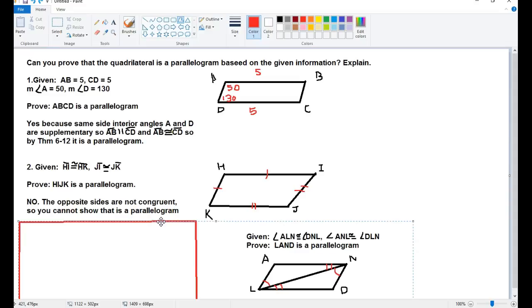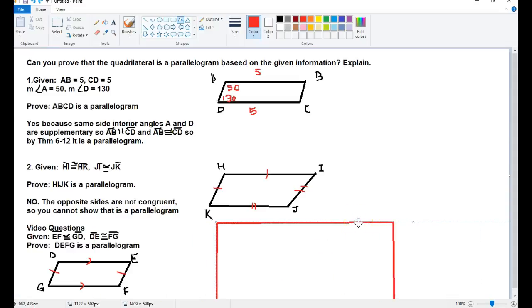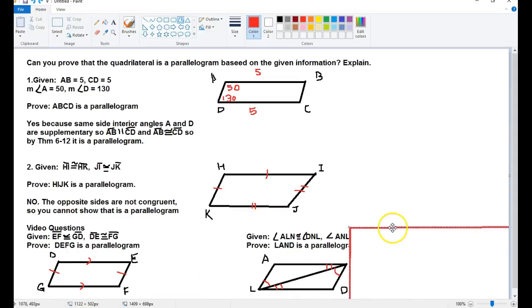Alright, now we're going to have 2 questions. First one, I'll give you time, and then you'll have to do this one. So first, can you show this one is a parallelogram? Yes or no, and explain. Okay, now, can you show that this one is a parallelogram? Yes or no, and explain.